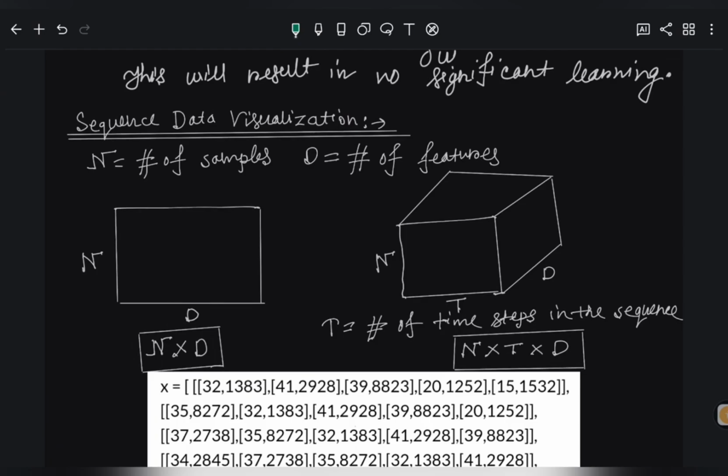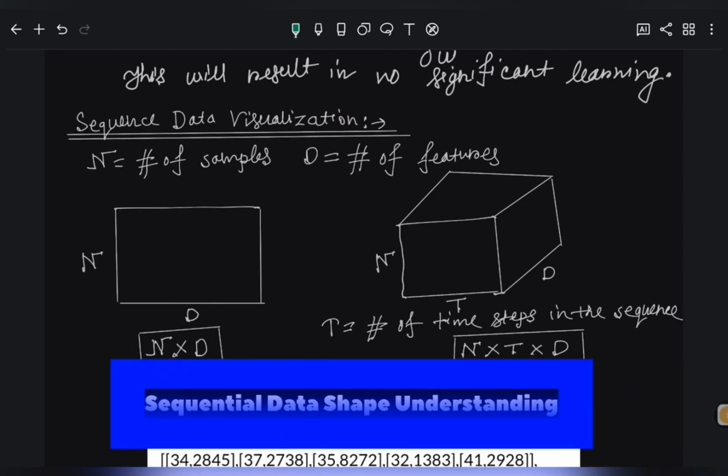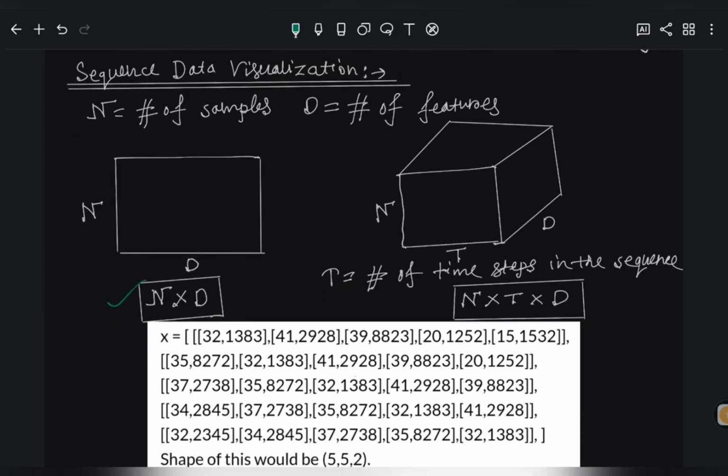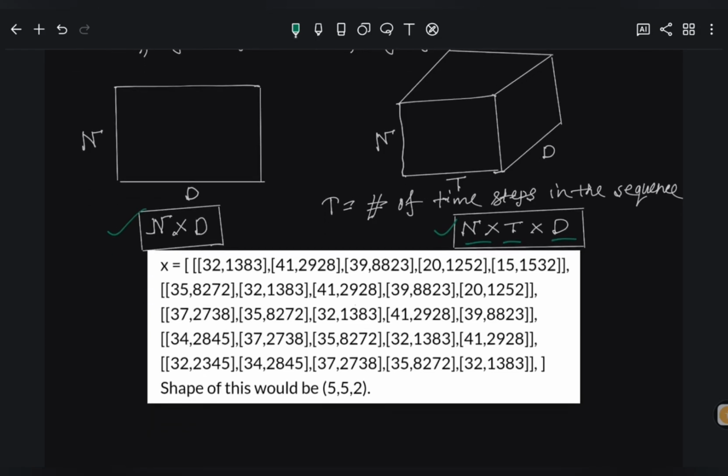Okay, so the last thing I wanted to talk about is that in the case of sequential data, we have a newer dimension to our data point, which is T, the number of timestamps in the sequence. In the case of general data, we have L cross D dimensions, but in the case of sequential data, we have L cross T cross D. Let me give you an example of what the data will look like if you want to work with an RNN or sequential model.